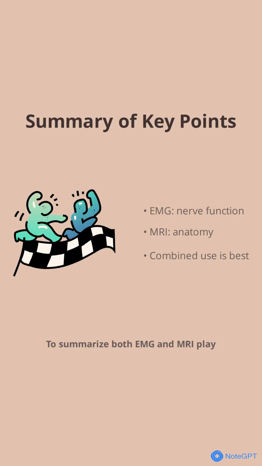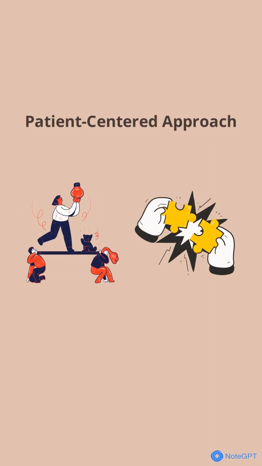To summarize, both EMG and MRI play crucial roles in diagnosing radiculopathy. EMG is best for assessing nerve function, while MRI excels at visualizing anatomical changes. Their combined use increases diagnostic accuracy, especially when clinical findings are unclear. Understanding the strengths and limitations of each tool helps clinicians make informed decisions and provide the best possible care for their patients. Ultimately, the goal of any diagnostic process is to improve patient outcomes.